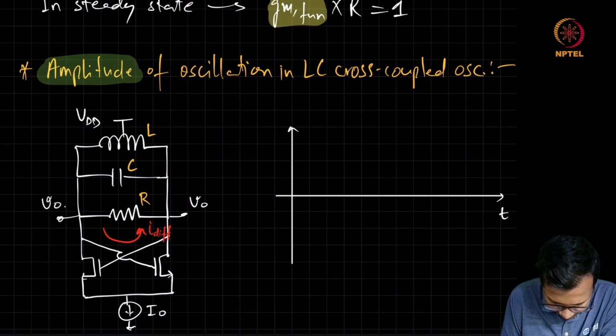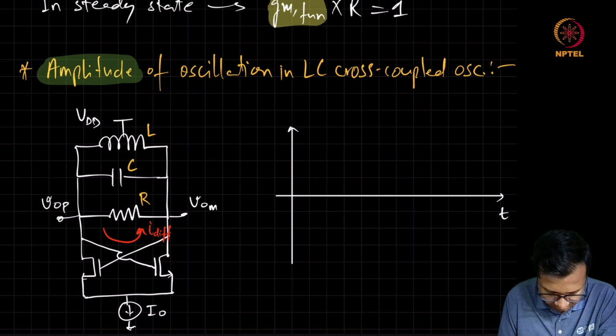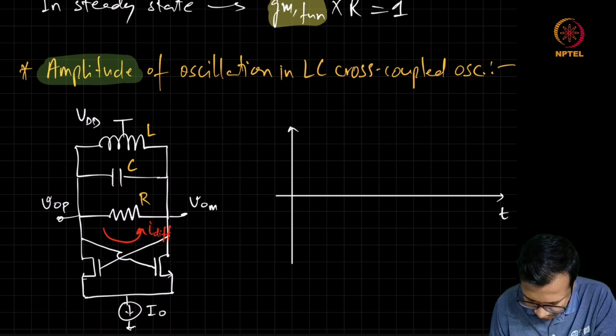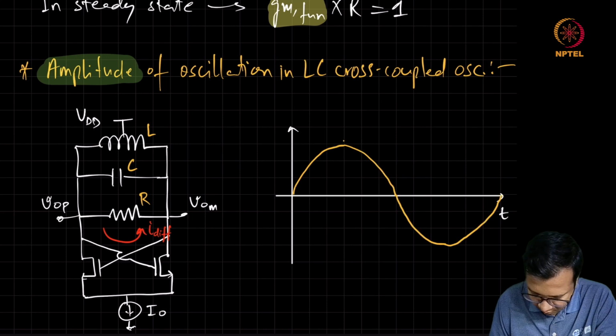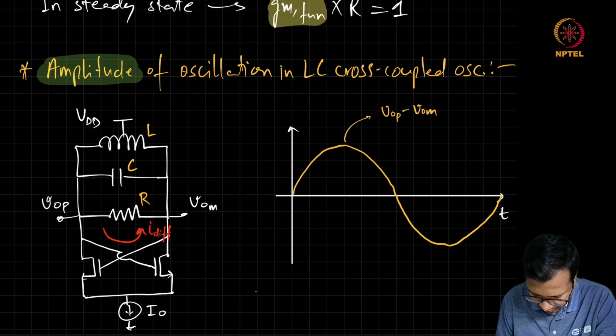So let's call these voltages VOP and VOM. In steady state, this differential voltage VOP minus VOM may look like a sinusoid. So this is VOP minus VOM. We are plotting these things in steady state.